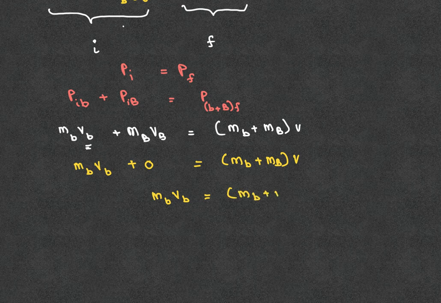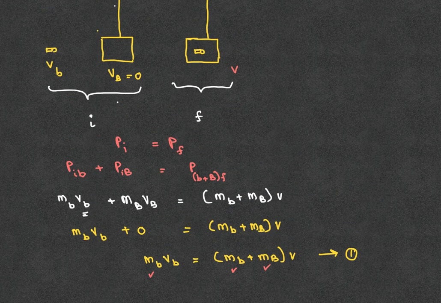So you have the mass of the bullet, mass of the block times V, and this is our equation number 1, and there's nothing else we can do. I'm going to just put check marks for the things that we know. We know the mass of the block, we know the mass of the block and the mass of the bullet, and we don't know V or VB.